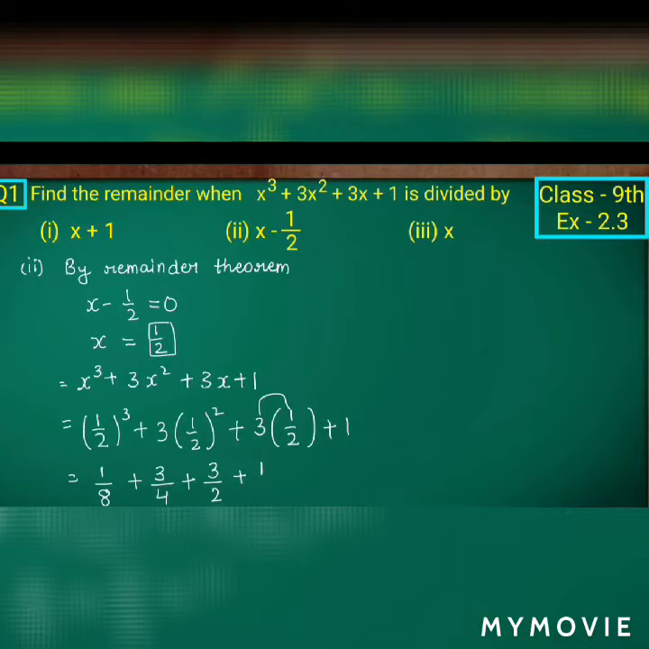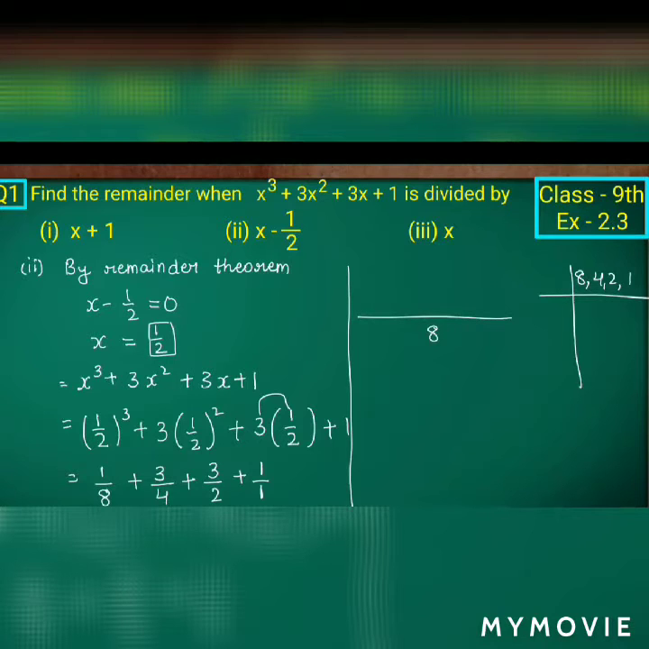Now we have to take the LCM of 8, 4, 2, isn't it? So we have to take the LCM of the denominators, that is 8, 4, 2 as well as 1. So 1, let it be. So all are multiples of 2, isn't it? So by seeing that, we can say that the LCM will become 8, the highest value. Since all are multiples of 2, I can directly take 8 as the LCM.